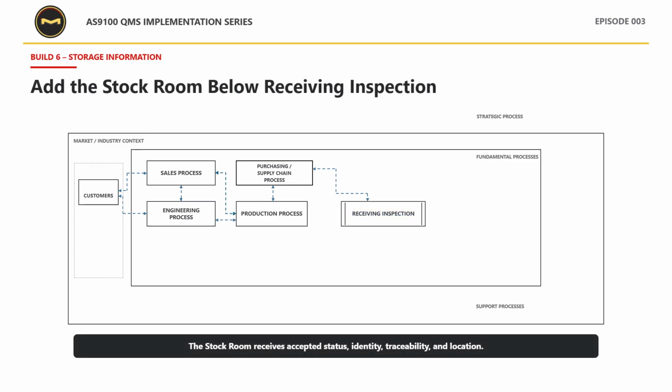Place the stock room below receiving inspection and connect them informationally first. Before accepted material moves into storage, the stock room needs part identity, accepted quantity, inspection status, traceability, preservation requirements, and assigned location. This prevents rejected or unidentified material from entering production.